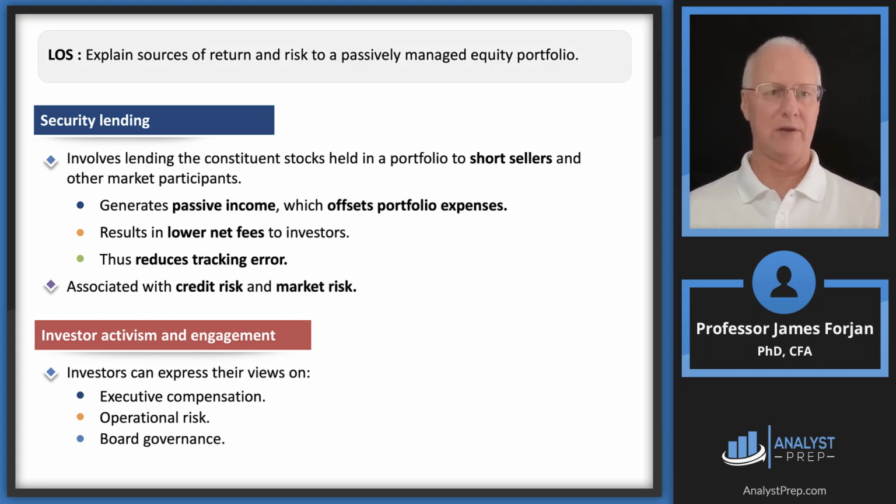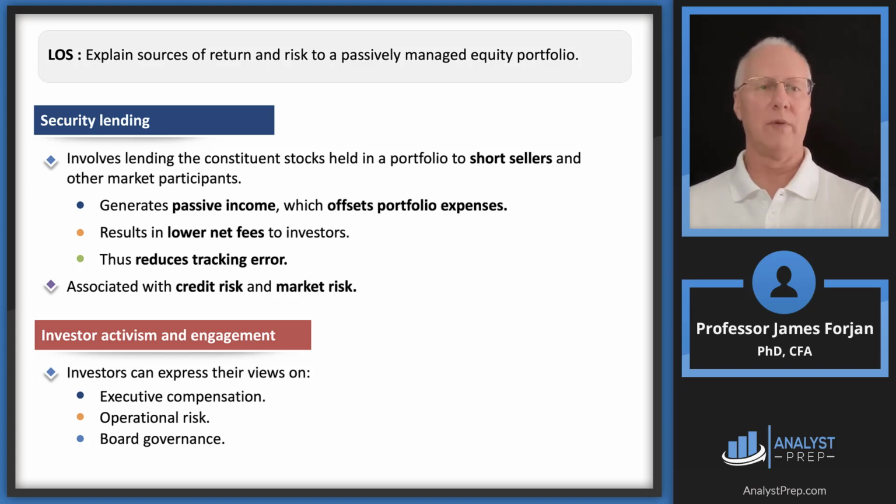Now, we can also add securities lending to a passively managed portfolio. We can short sell, and we can do a number of other things. This will probably result in lower fees. This will probably reduce tracking error, but there might be some market risk. There might be some credit risk. And then notice down at the bottom, investor activism and engagement.